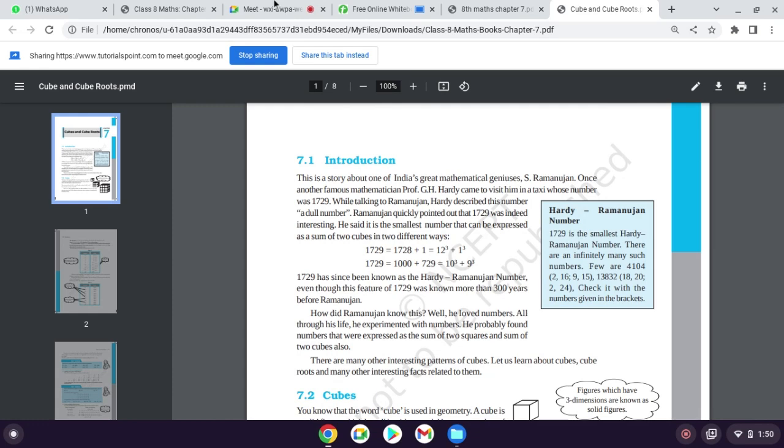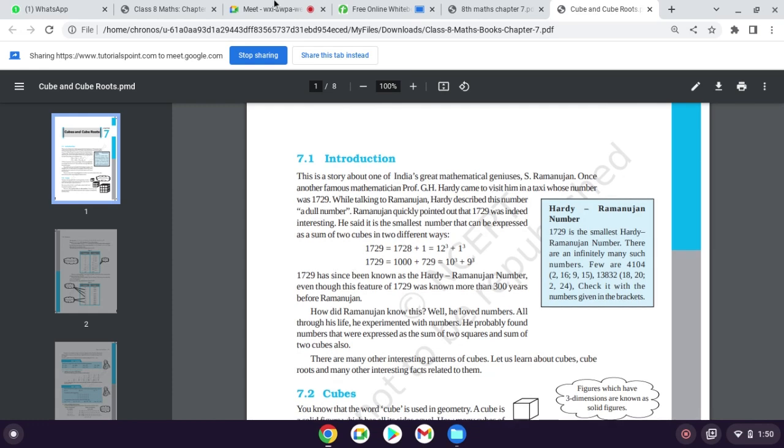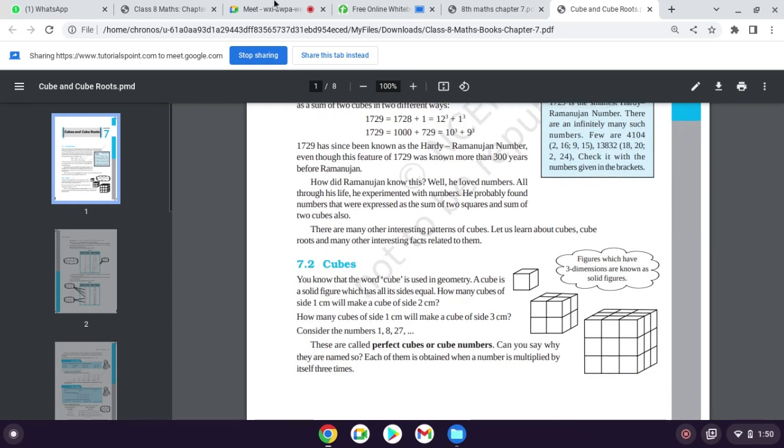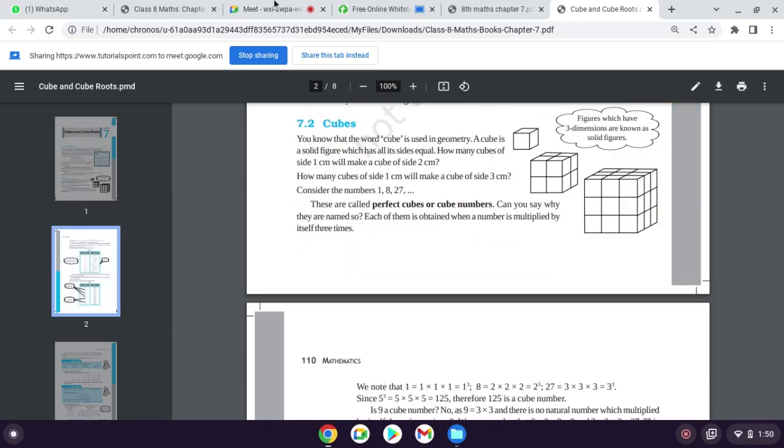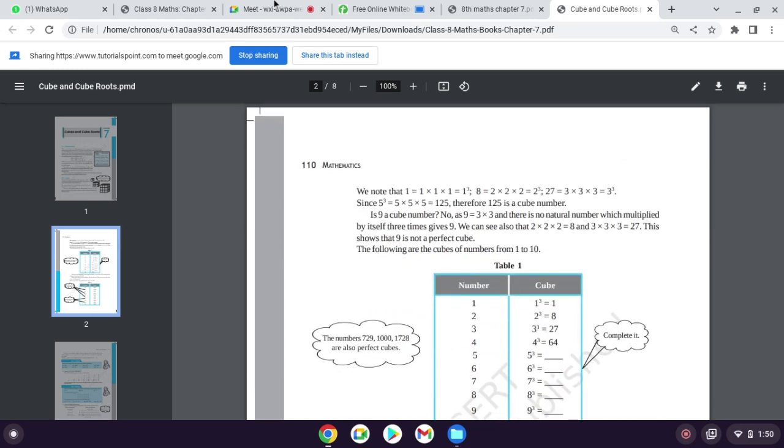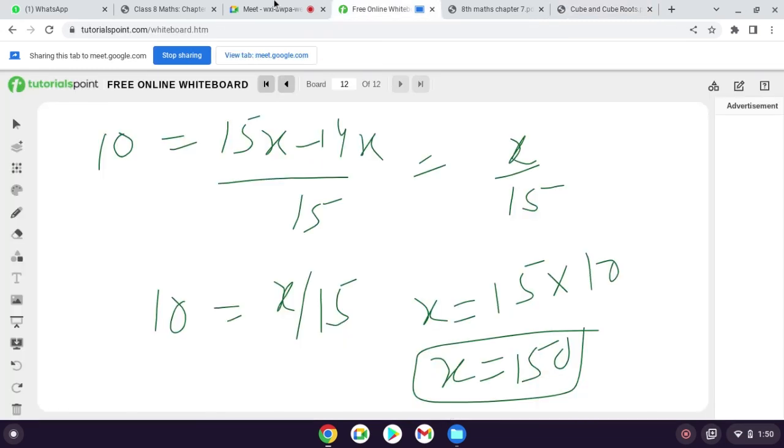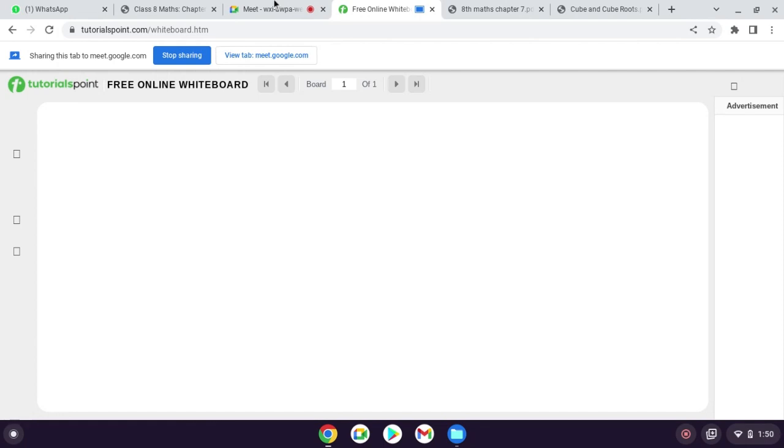There are many interesting patterns of the cube. Let us learn about the cubes and the cube roots. For example, this is a cube and this is how we can work with cubes and cube roots. Perfect cubes or cube numbers. For example, if a number is present thrice, you can make a cube of that number. Just like this. For example, 1 by 1 by 1, you can make a cube of 1. But the cube should be of the same number.